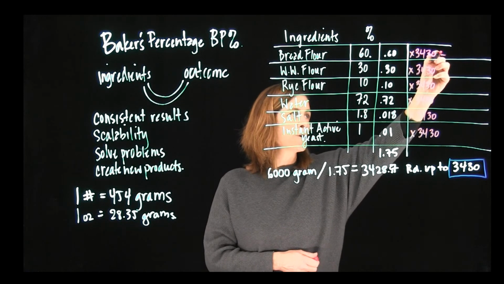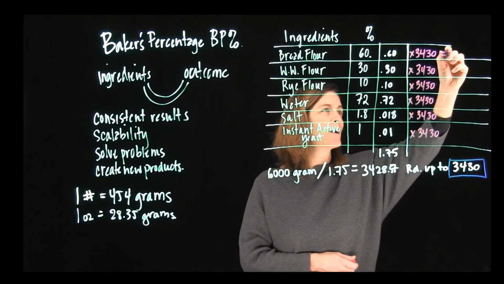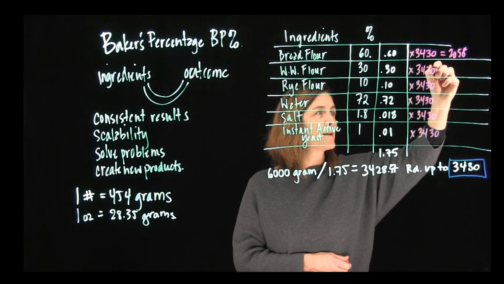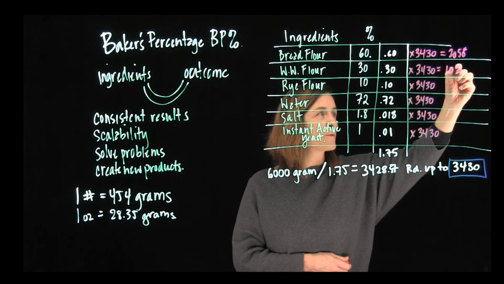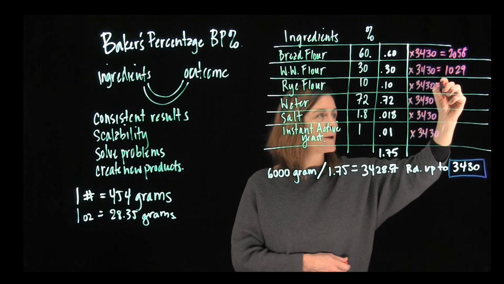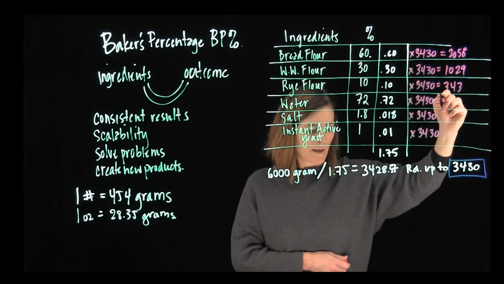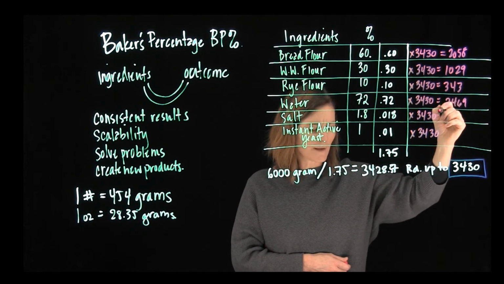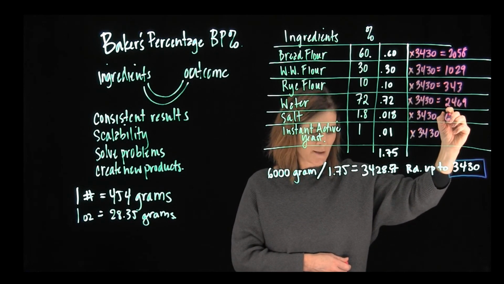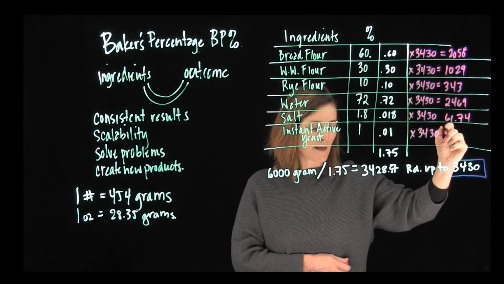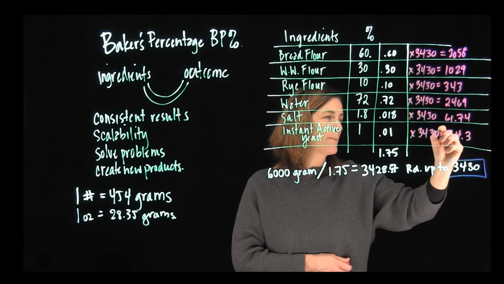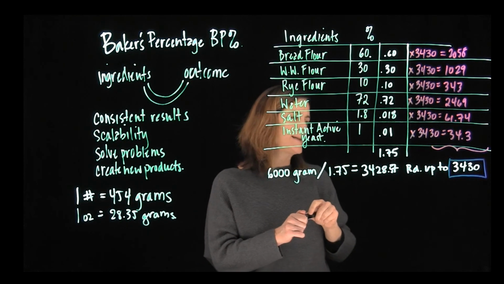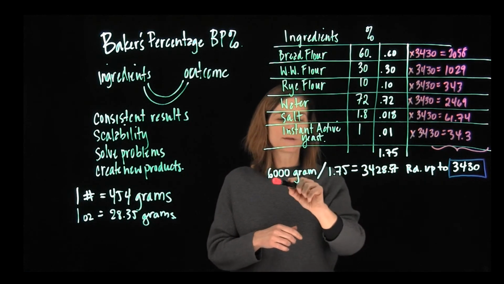Okay, and your totals are going to be 2,058, if you can see that, and then you're going to have 1,029, and then you will have 343, 2,469. It sounds like a lot, but it's actually not that much. 61.74 and 34.3. So you add this all up, and it will come within about 10 grams of your total 6,000.